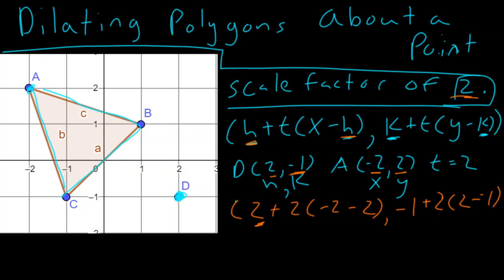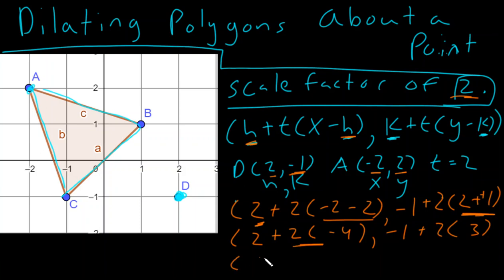Now from here, we can say, okay, well, we have 2 plus 2 times, and negative 2 minus 2 will be negative 4, comma, negative 1 plus 2. Remember, we do what's inside the parentheses first. 2 minus negative 1, 2 negatives make a positive, and 2 plus 1 will, of course, be 3. Now from here, we're always kind of working more towards the left. We're now going to do our multiplication. So we can say, okay, well, we have 2, and 2 times negative 4 will be negative 8, comma. And here we have negative 1, and 2 times 3 will, of course, be 6.